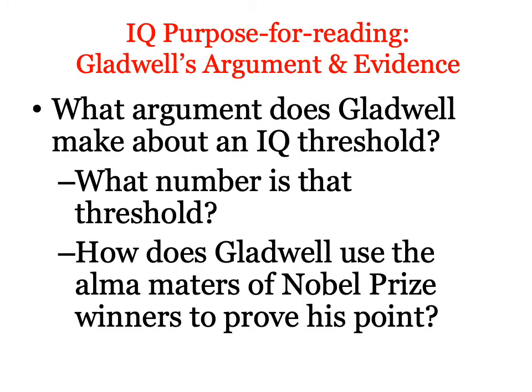So before we apply these ideas of IQ to these larger social problems, I want us to make sure that we understand what Gladwell is bringing to the table here. So what is the argument that Gladwell makes about IQ threshold in chapter 3 and 4? What number is that particular threshold? And how does Gladwell use the alma maters of Nobel Prize winners to prove his point?